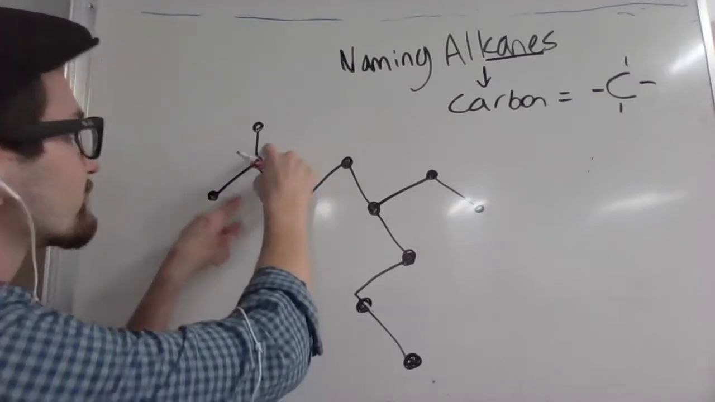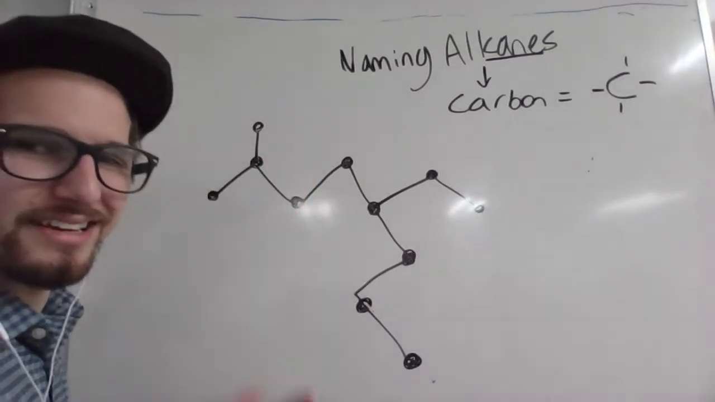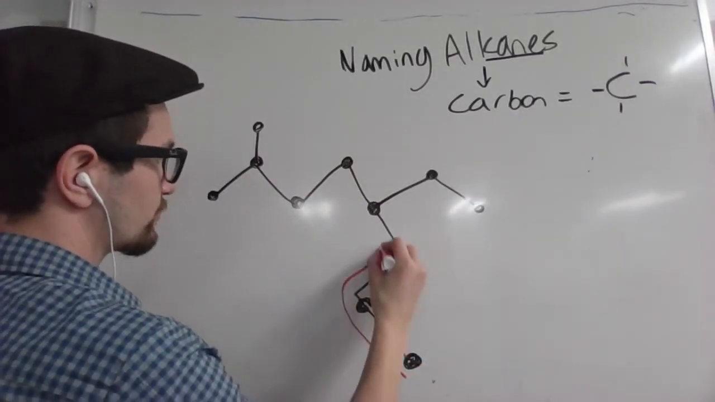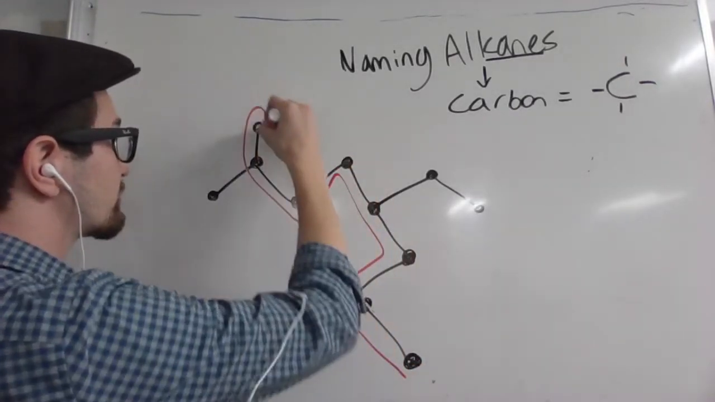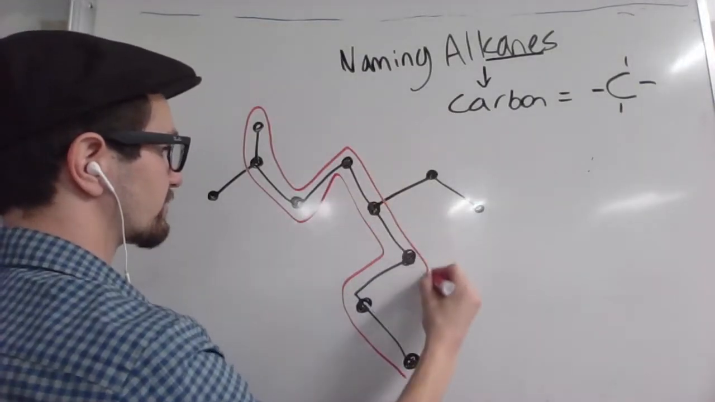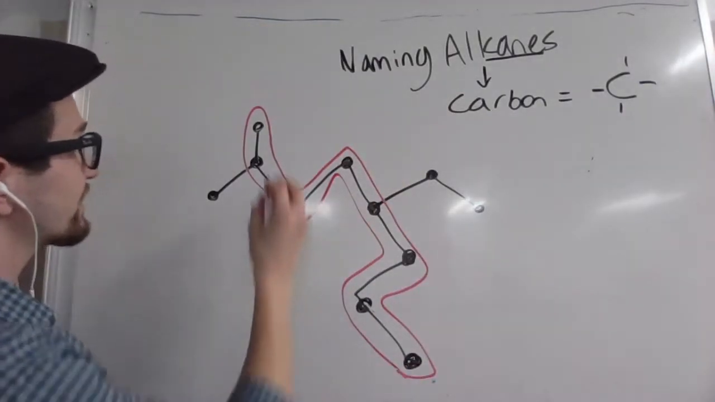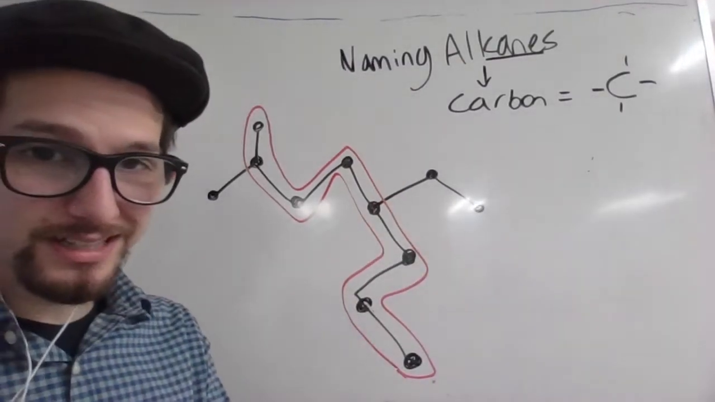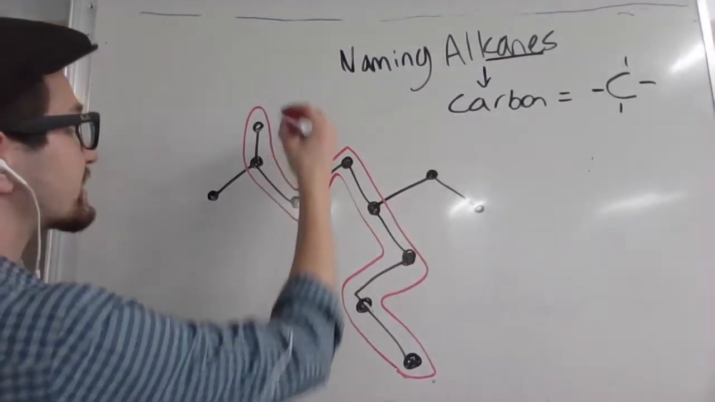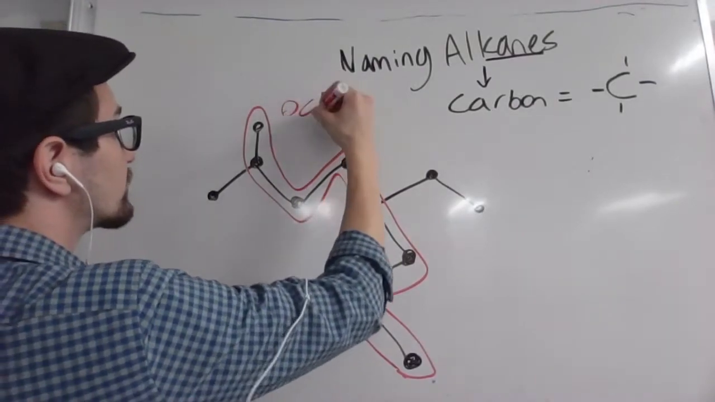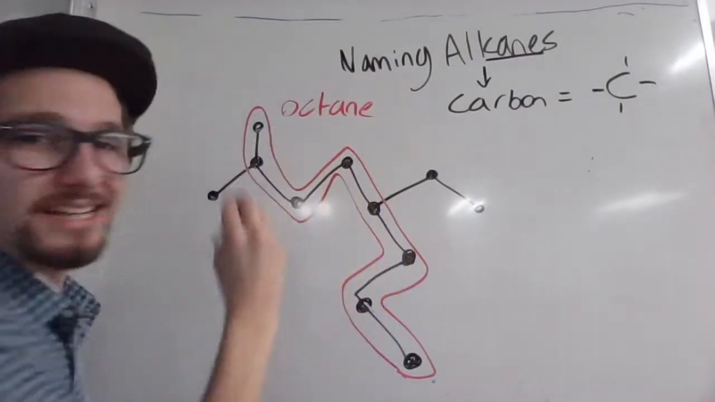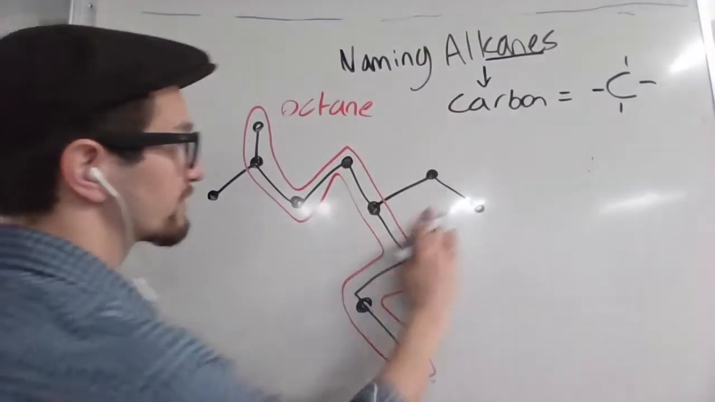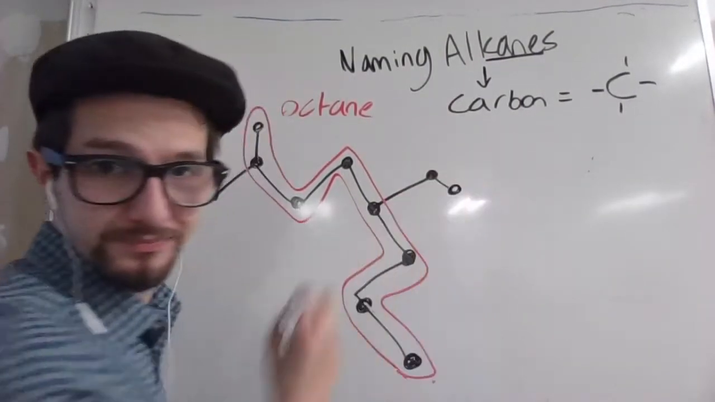I've got two possibilities here. I could end it at either one. I'm going to pick the one on top just for fun. So this is my longest possible carbon chain. And how many did I have? 1, 2, 3, 4, 5, 6, 7, 8. Which means that just like last time, this guy is going to be an octane. I'm going to put that name to the side for now because I'm going to need it later when I finish the problem. Let me rewrite this so you can see it through the glare.